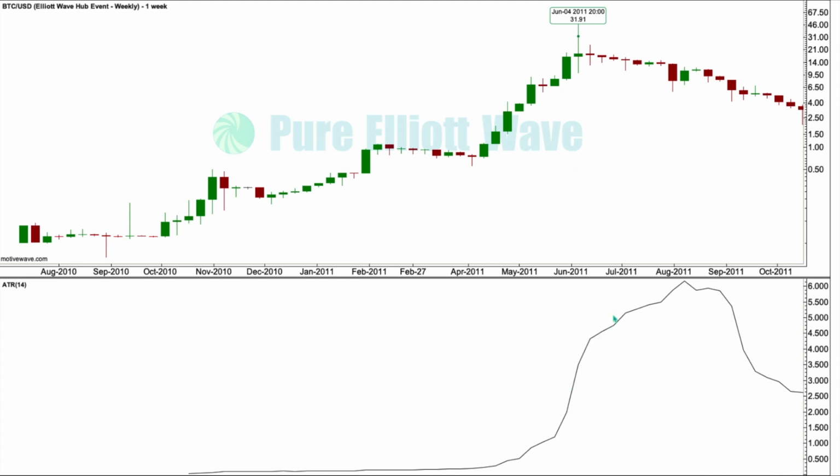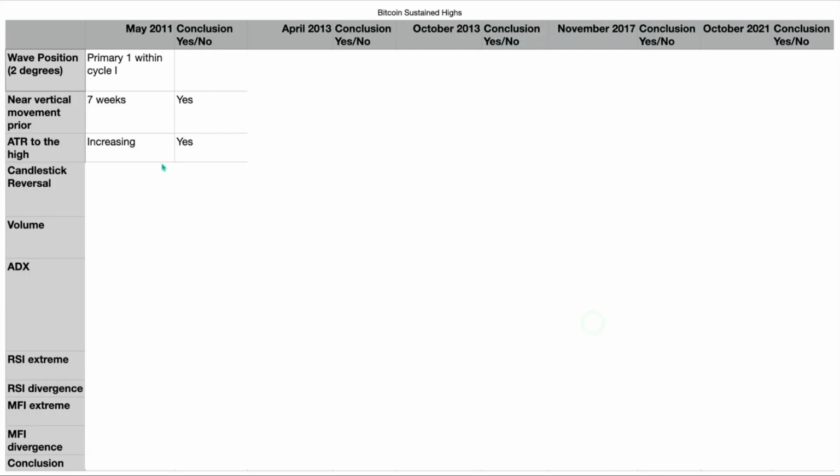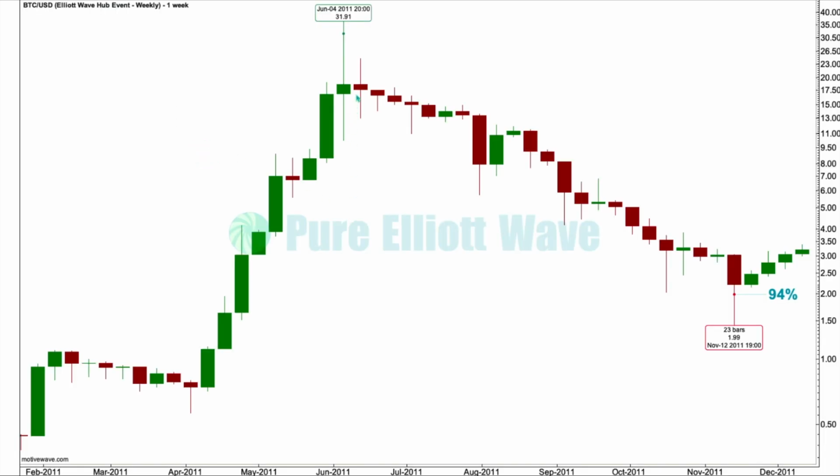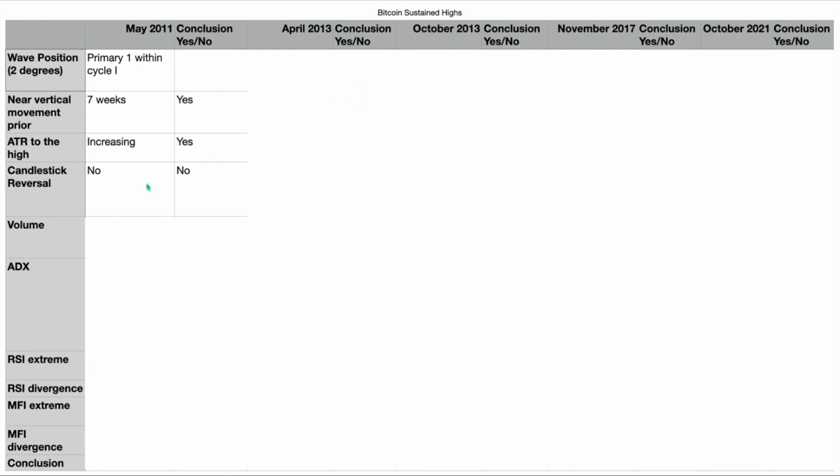Now it's a lagging indicator, so it hangs on after the change. We do see a change in volatility here, and then we see the bear market continue and ATR starts to drop off. So ATR increases strongly to the end of the bull market. Yes, a strong increase. So yes, that condition is met. Was there a bearish candlestick reversal at the high? No. No bearish candlestick reversal pattern.